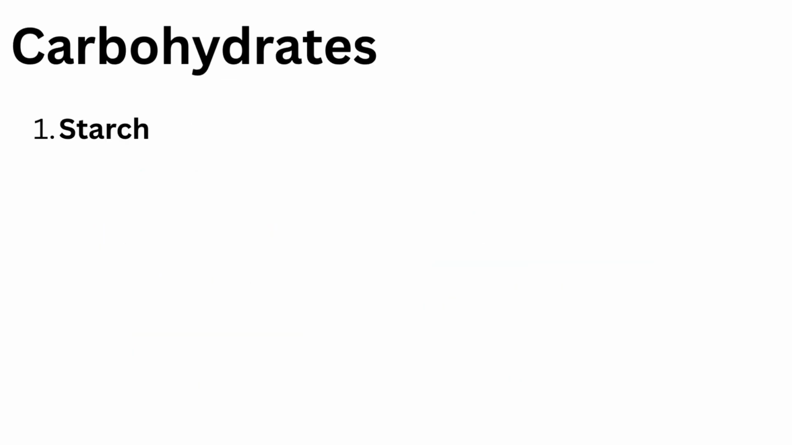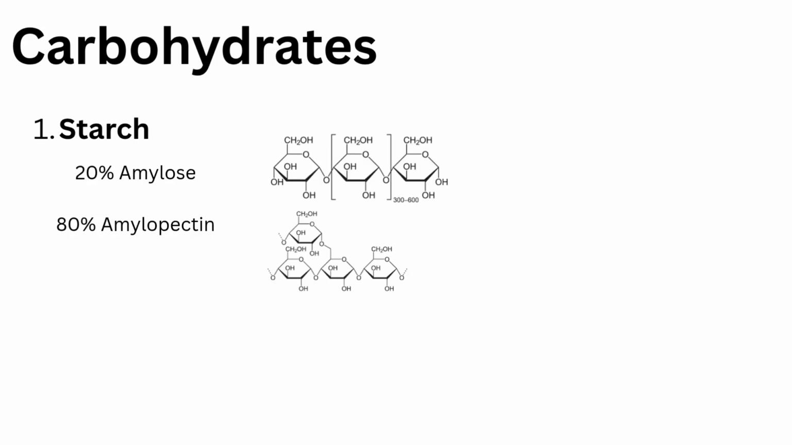Now let's look at the major polysaccharides made from glucose. 1. Starch. Starch is the main energy storage molecule in plants, and it actually comes in two forms. Amylose, about 20%. Amylose is unbranched. Because it's just a long chain of alpha glucose, it naturally twists into a helical structure, like a spring. This helical shape makes it compact, but a bit slower to digest.